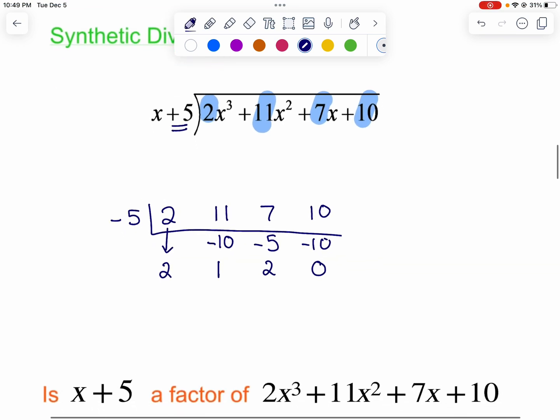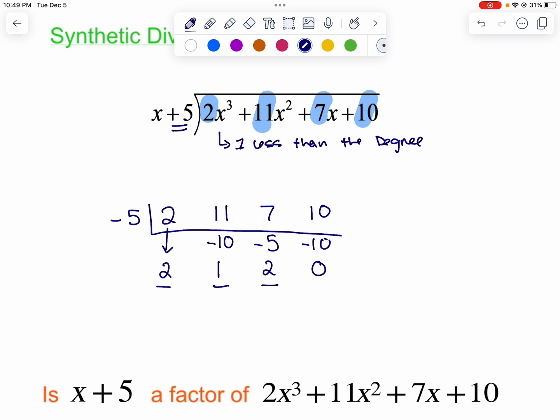These numbers right here, this 2, this 1, and this 2, are now the new coefficients of my new terms. Now, what are the terms? They will always be 1 less than the degree, I should say, 1 less than the leading power. So if this started with a 2x to the third, this 2 right here is going to correspond to a 2x to the second power, 1 value down.